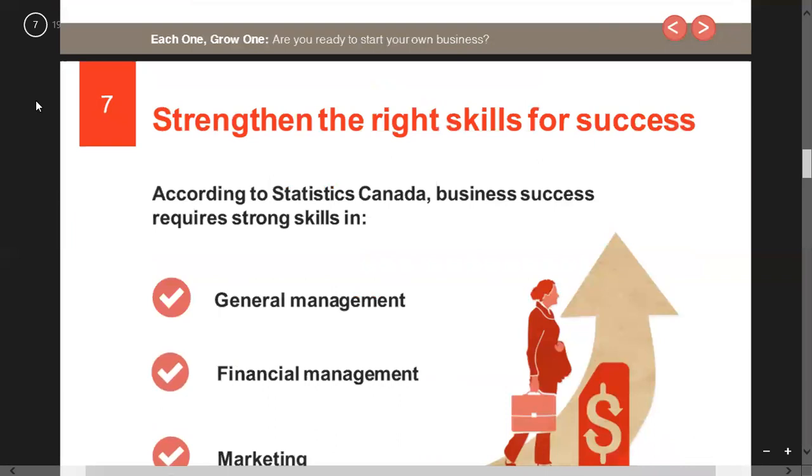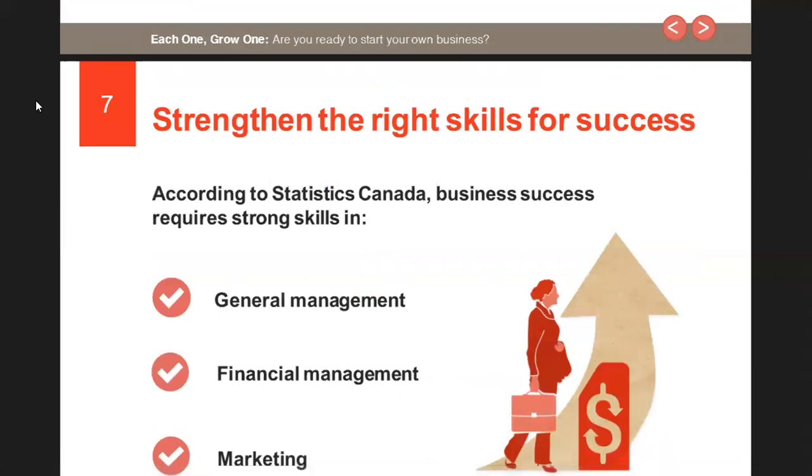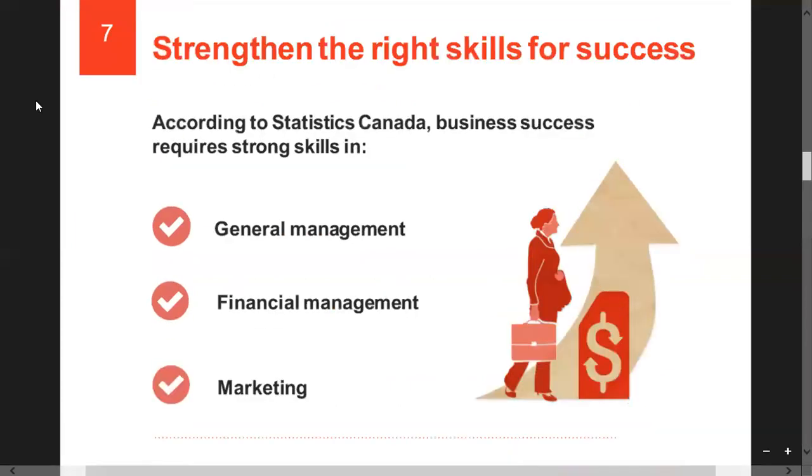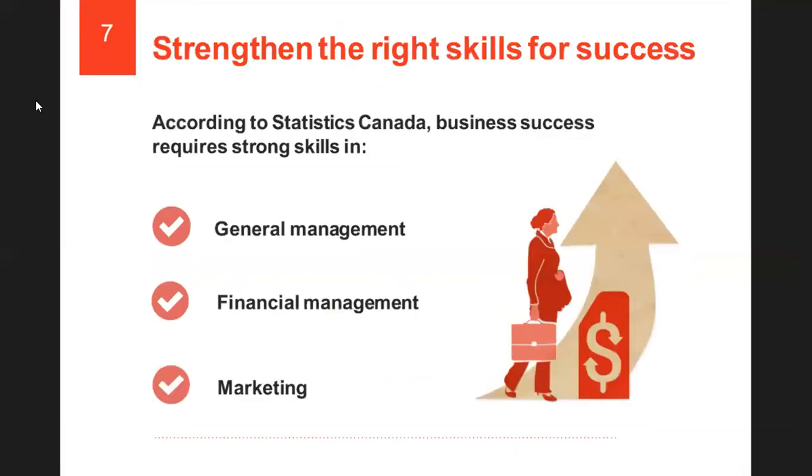Number seven means strengthen the right skill for success. According to statistics like Canada, business success requires strong skill in general management. Yeah, skill plays a very important role for your business. It is the reach for you to run a business, and you don't take risks when you have skill.